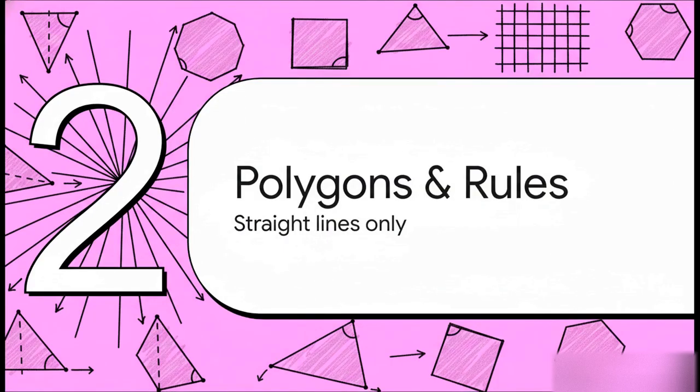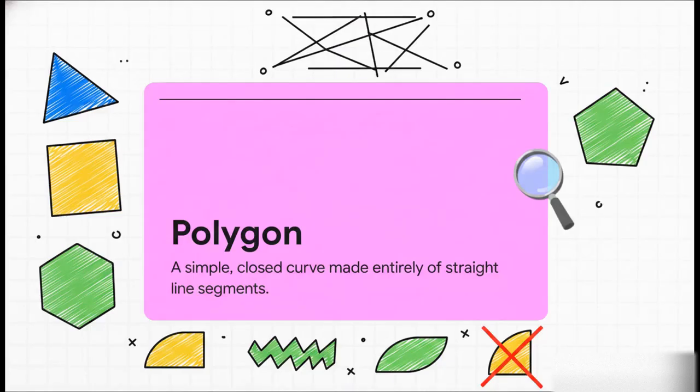Section 2. Polygons, types, and rules. So what happens when we take those simple, closed curves, but we build them using strictly straight-line segments? Well, enter the polygon. Let's clearly anchor this definition before we move on. A polygon is a simple, closed curve made entirely of straight-line segments. No curved edges allowed whatsoever. And the word itself is actually a great cheat code. Poly means many, and gon means sides. So many sides. Triangles, squares, pentagons. Yep, these are all polygons.